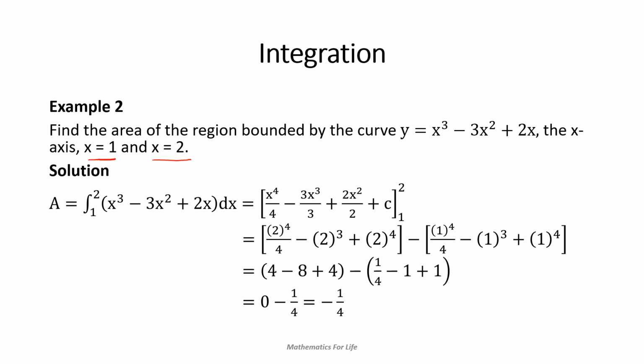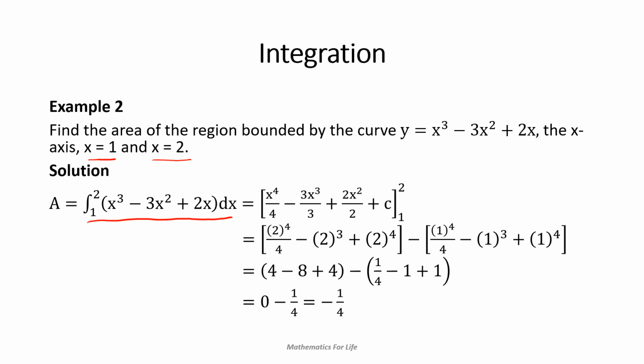So also, as we noted from the previous example, for us to be able to determine the area under that particular curve for the provided limits, we integrate the equation of the curve for the limits of x is equal to 1 and x is equal to 2. And that will give us x to power 4 over 4 minus 3x cubed over 3 plus 2x squared over 2 plus the arbitrary constant c.